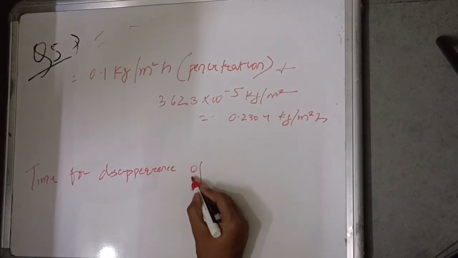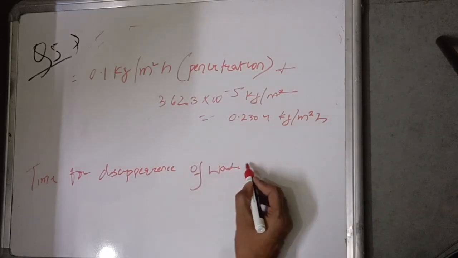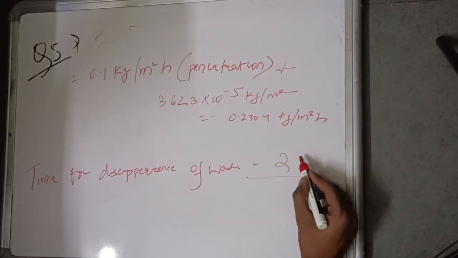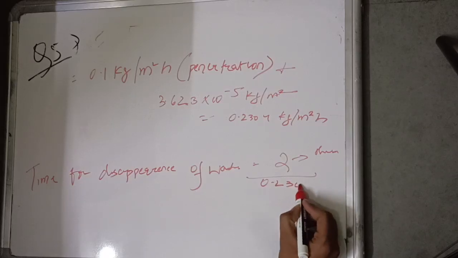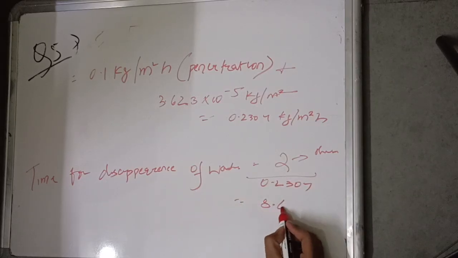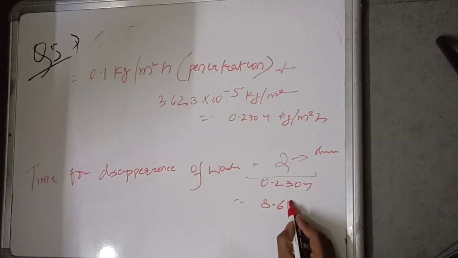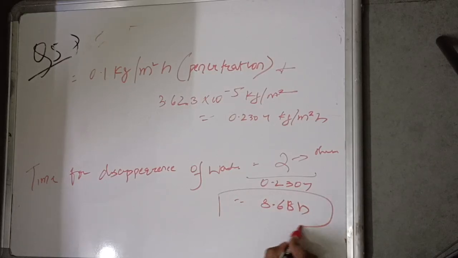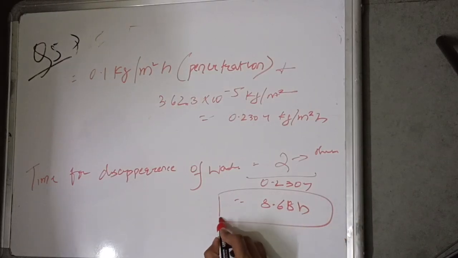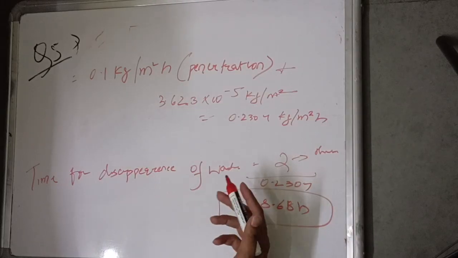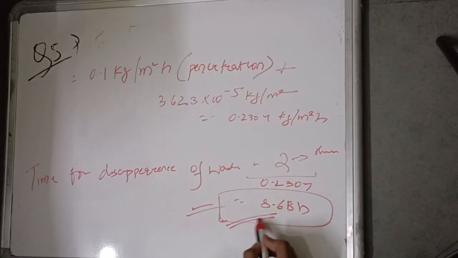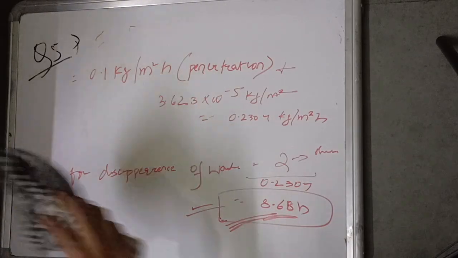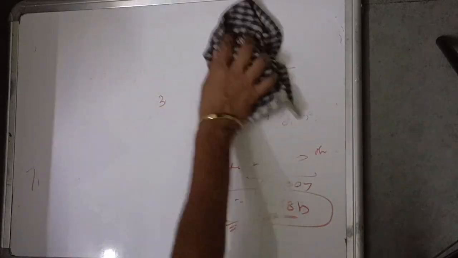Which is the thickness of the water layer upon the mass flux we have calculated. We have got 8.68 hours as the time for disappearance of water from the layer of the air, which is 2 mm thick. Okay.